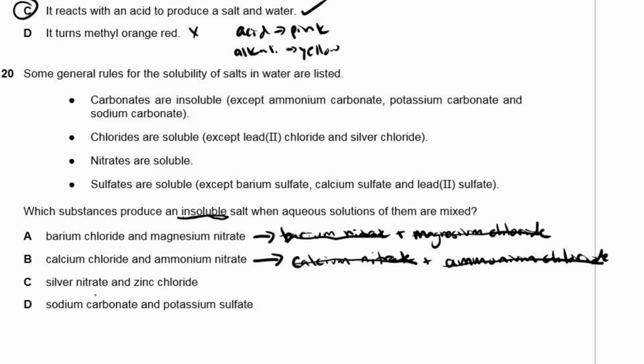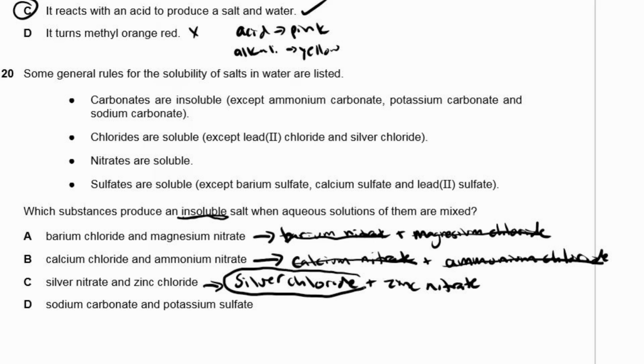Okay, C. Silver nitrate and zinc chloride. It will produce silver chloride plus zinc nitrate. All right, so silver chloride. Chlorides are soluble except lead 2 chloride and silver chloride. Ooh, that looks like it's the one that we want. It's an insoluble salt. And zinc nitrate, nitrates are soluble, so that's not one. So we're looking for something with one insoluble salt. It looks like the answer is C.